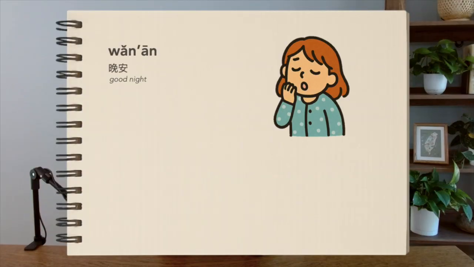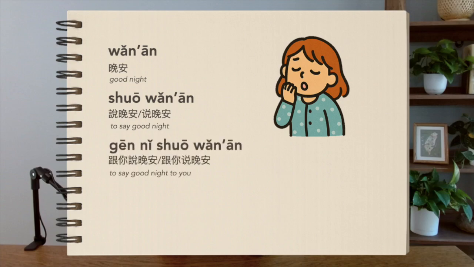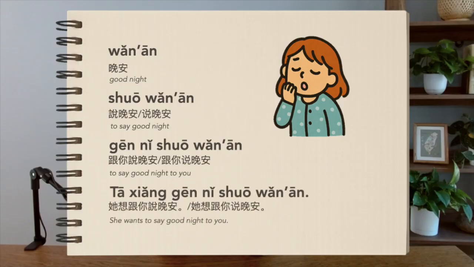Just go low. Let's compare the third tone to other tones in real time. First, let's compare it to the first tone, the highest tone. Repeat after me. 晚安，说晚安，跟你说晚安，他想跟你说晚安。Can you hear how I was jumping back and forth between highs and lows?